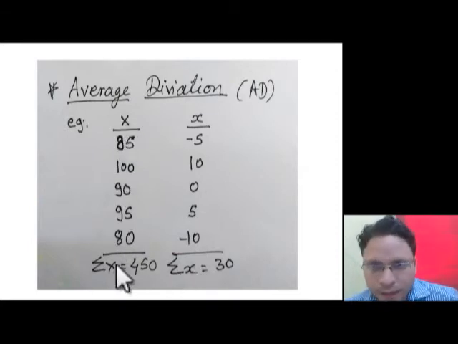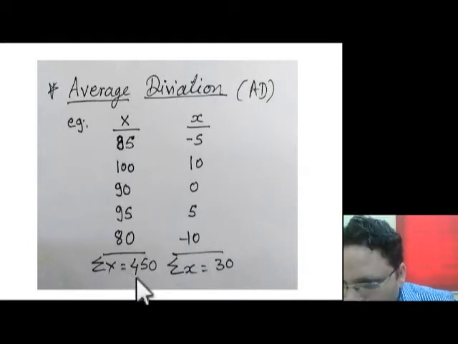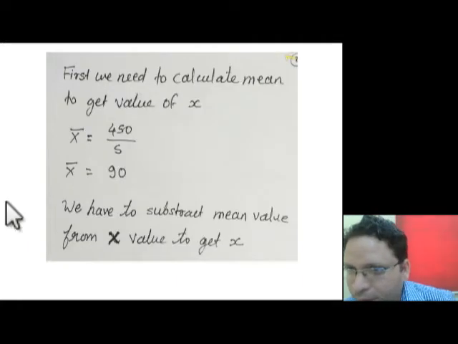Now let's calculate the mean first. The scores given are 85, 100, 90, 95 and 80. If you add all these values, it comes to 450. So summation x is 450, and n is 1, 2, 3, 4, 5, so n is 5. As we know how to calculate the mean, X bar, the mean, is equal to summation x upon n. So 450 divided by 5, the answer is 90. So the mean is 90.